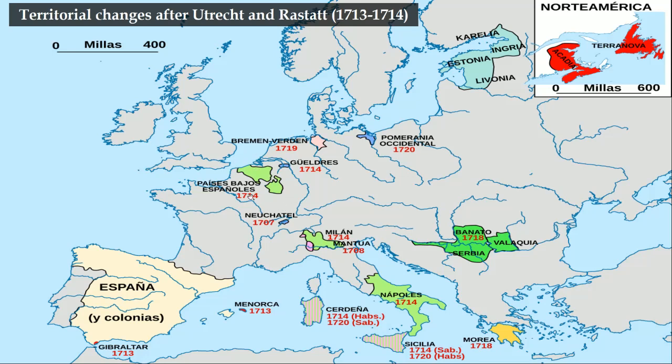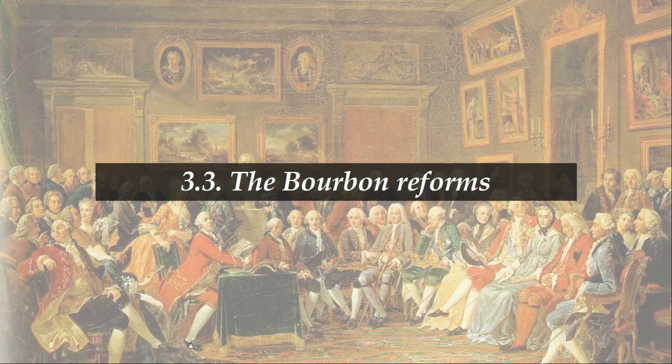The Spanish Low Countries went to Austria, Milan went to Austria, Nápoles and Sicilia went to Austria, and Cerdeña was given to the Kingdom of Savoy, el Reino de Saboya, que está por aquí. And also, Gibraltar and Menorca became British territory. Later we will recover Menorca, but Gibraltar still remains British until today.